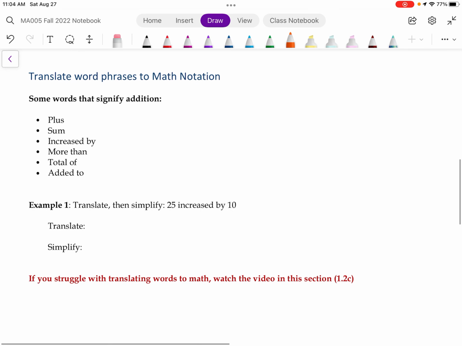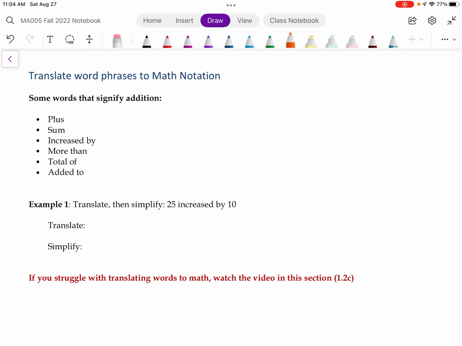Next, we need to talk about translating word phrases to math notation. This is where people struggle with word problems. Word problems usually have very simple math in them, but people get stuck on translating from math to English, English to math, back and forth. There are some words that you can learn that will really help you to keep track of what you're doing in word problems. So watch for these words.